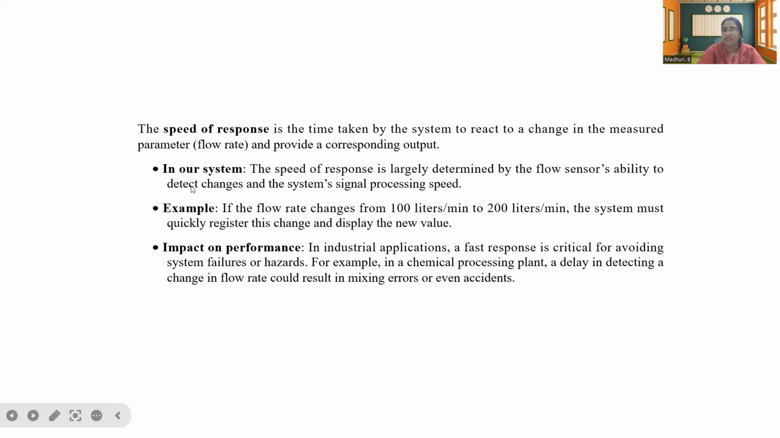If it is not able to do that because of a problem in the sensor, that will lead to system failure. So the entire system depends upon the sensor performance. That's why system failure depends on the speed of response, or the sensor performance. And in a chemical processing plant, if the speed of response is very low, that means a delay in detection, which leads to a maximum error, or sometimes causes an accident also. So the first parameter we have discussed.